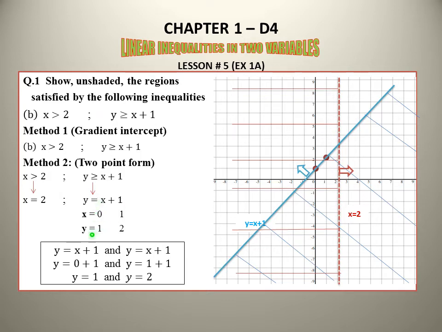Put x is equal to 0 in the equation and get the value of y, and put x is equal to 1 in the equation and get the value of y. So these are the two values. When x is 0, y is 1. When x is 1, y is 2. Plotting these values on the graph, when x is 0, y is 1, this point, and when x is 1, y is 2, this point. Joining these two, you get the line, and then the rest of the method is the same: finding the defined region and shading the unwanted region.